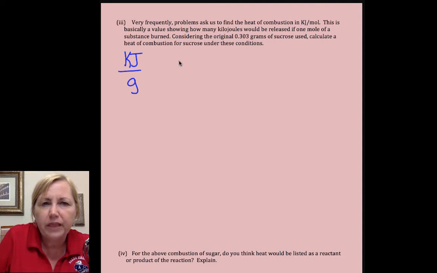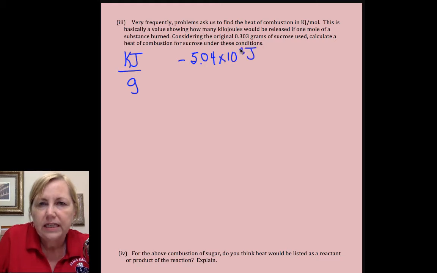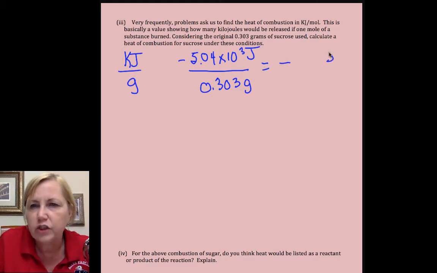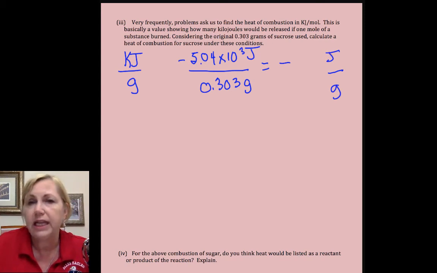I don't have that number, but let me just set it up for you. That would have been minus 5.04 times 10 to the third joules, and we would have to divide it out by that 0.303 grams. It doesn't ask us this, I'm just showing you this. And we'd get minus our value in joules per gram. So there are times you'd see numbers reported like that.